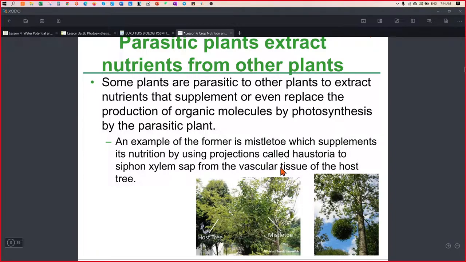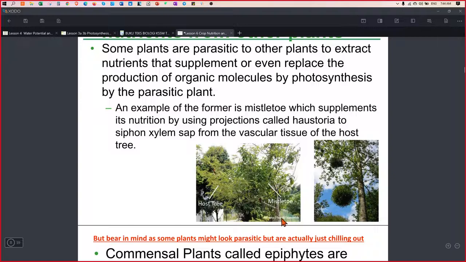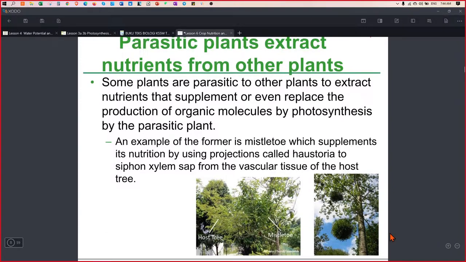Okay, right. Look at this plant. This is the mistletoe. That's the host tree, and this is the mistletoe. You can see here. And mistletoe, we have our tropical version of mistletoe, but this is the actual mistletoe.